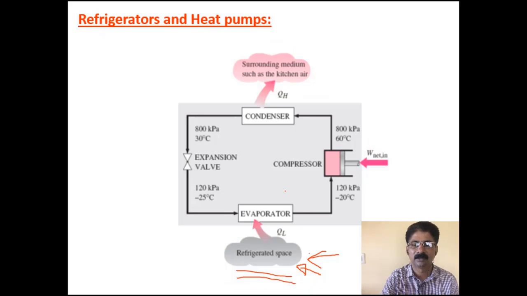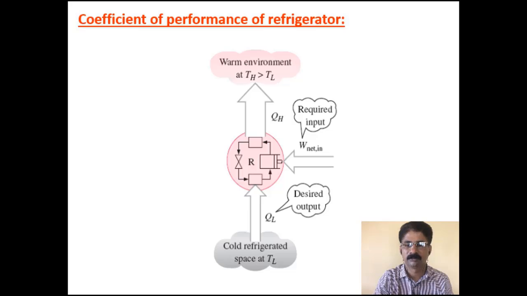Now we will see the performance of a refrigerator, the coefficient of performance. Here the performance of a heat pump or refrigerator is measured by a term called the coefficient of performance. Performance is always desired output by required input. As we discussed in the previous slide, for a refrigerator the desired output or purpose is to maintain the temperature of the cold space at a particular level by absorbing heat from there.